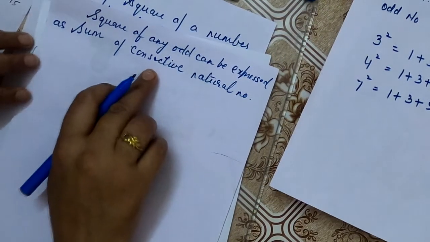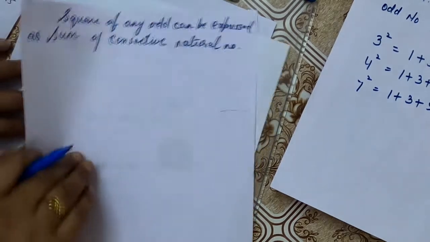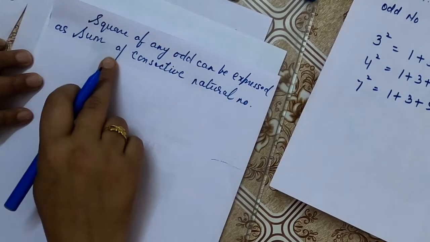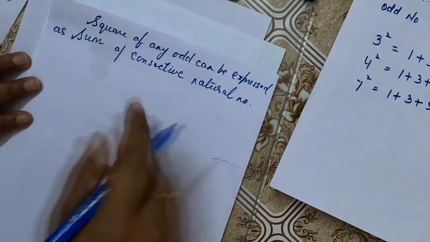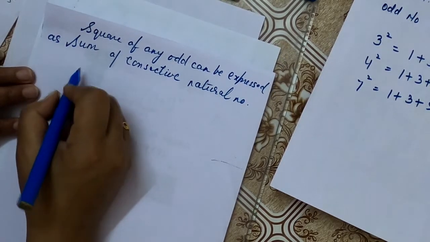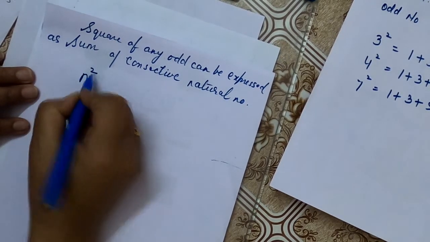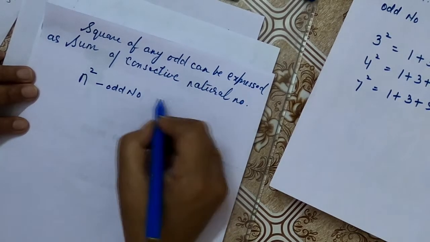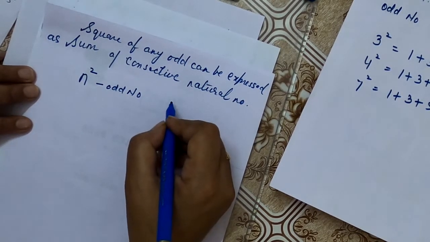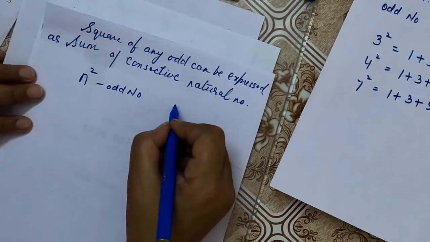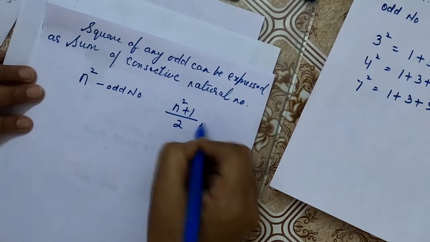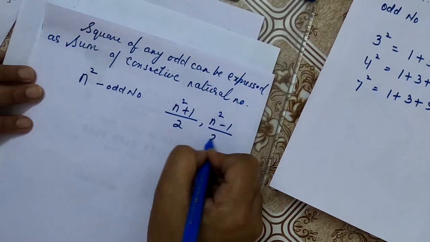Square of any odd number. The square of any odd number can be expressed as the sum of two consecutive natural numbers. Suppose I want to find the square of n, an odd number. It will be the sum of two consecutive natural numbers, that will be (n square plus 1) upon 2 and (n square minus 1) upon 2.